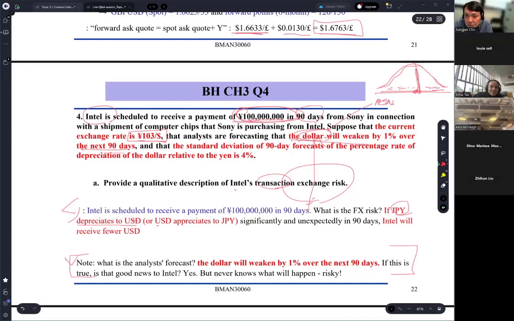So there's a question. Because Intel is a US firm, your profit is going to be computed in dollar terms. So let's say Japan is going to go bankrupt. No one is going to accept Japanese yen, right? Then you lose everything.